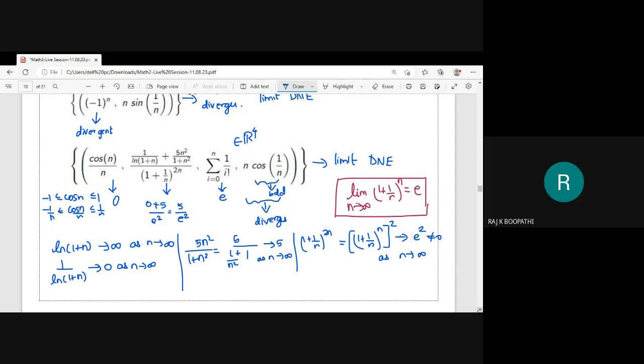Ma'am, is sine also a bounded function? Yes, sine, cos, both are bounded functions.